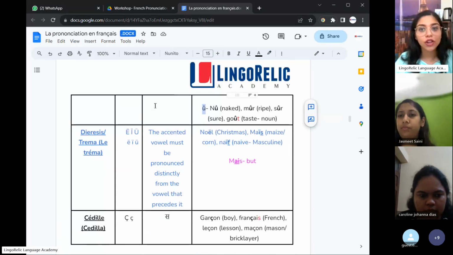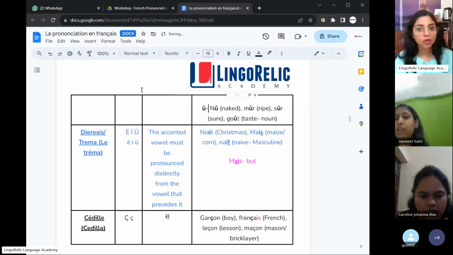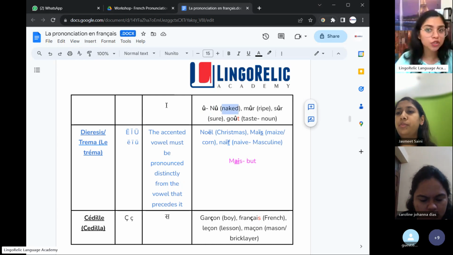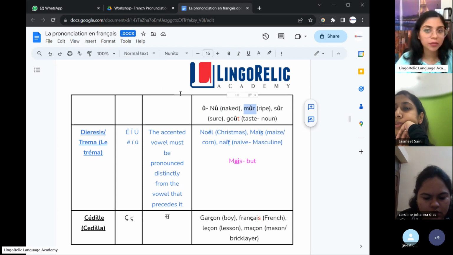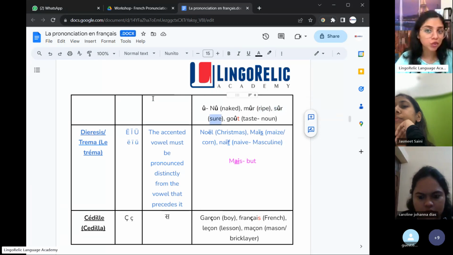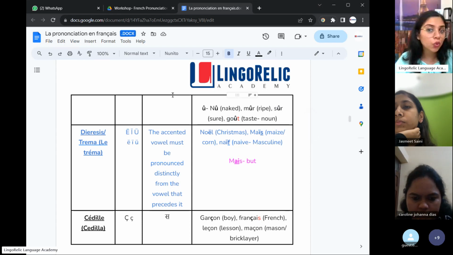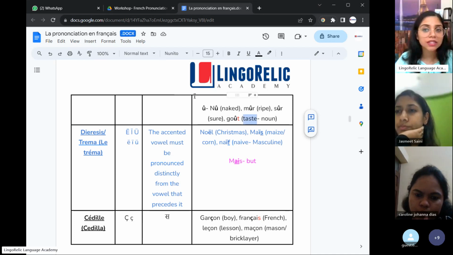You also have the U alphabet, which takes a chapeau. Again, there is no change in its pronunciation. And so you can repeat with me. Nu. Nu, which means naked. Mûr. Mûr, which means ripe. Sûr. Sûr, which means sure. And there's the word goût. The T is silent here. Goût. O uses the sound of oo, okay? So this means taste as a noun.